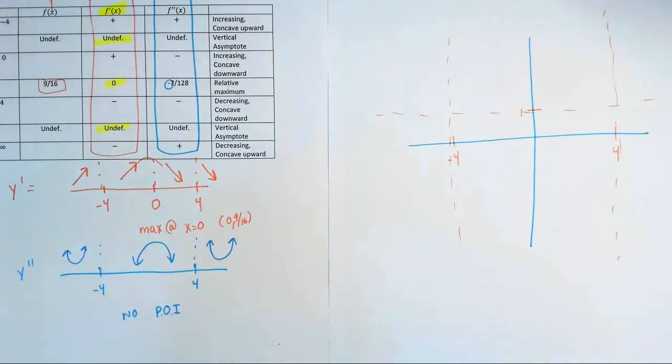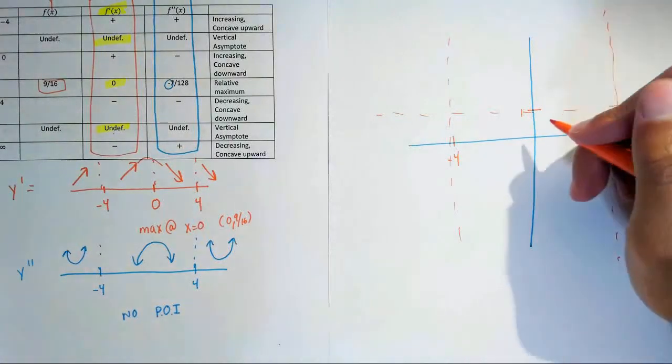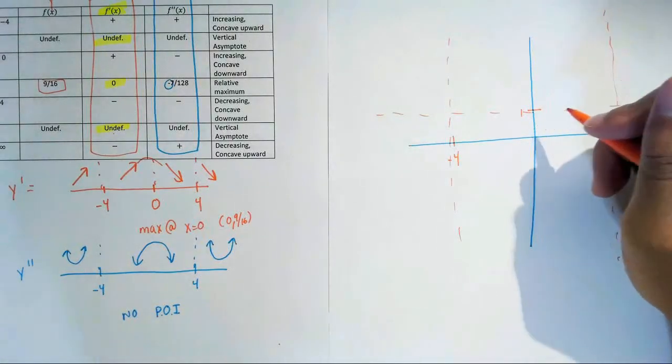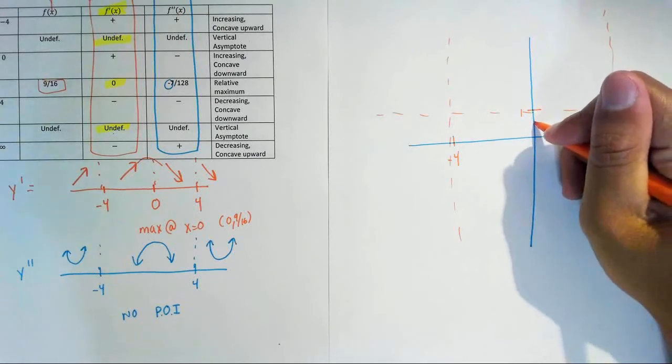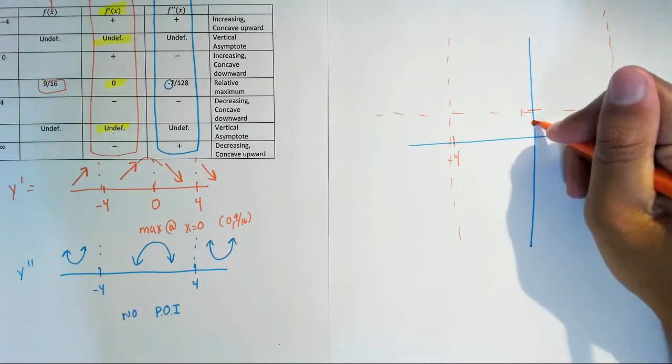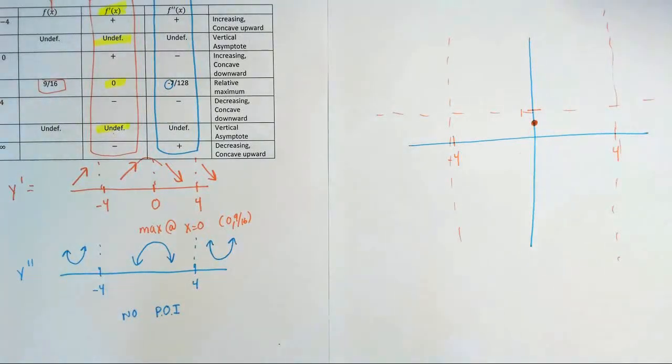And then you want to graph any maxes. Well, there's a max at 0, 9/16, which is somewhere between 0 and 1, so you know you have a value right here. Now what else could possibly help me figure out my graph?